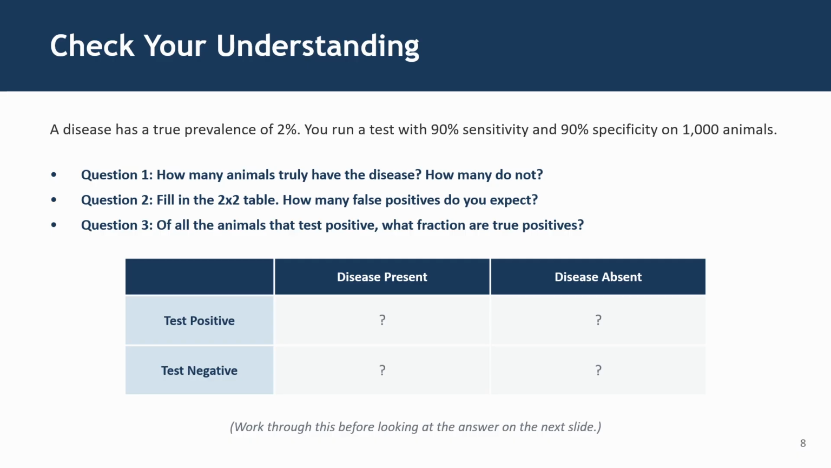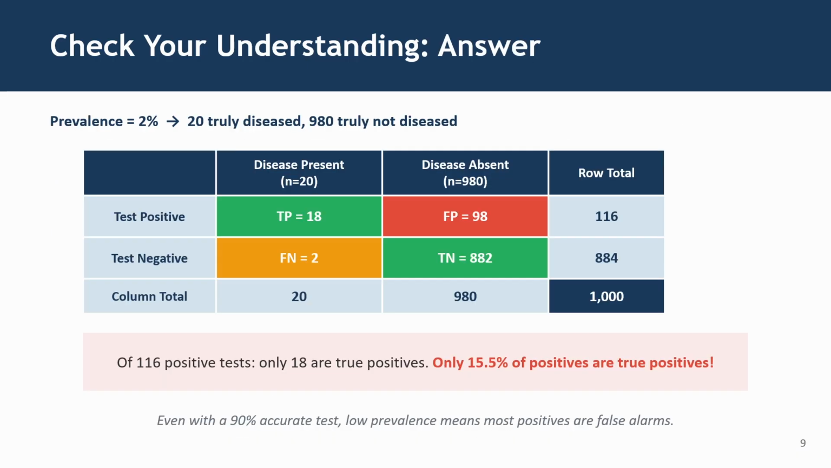Read the following problem, pause the video while you solve it. Let's work through this carefully. Step 1. Prevalence is 2%. Out of 1,000 animals, 20 truly have the disease and 980 do not. Those are your column totals.